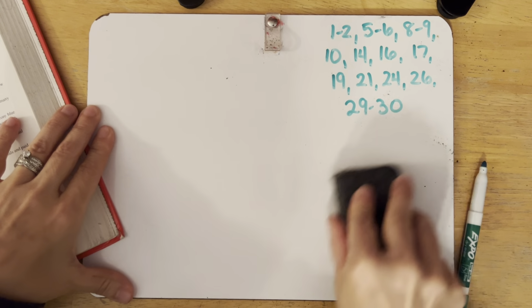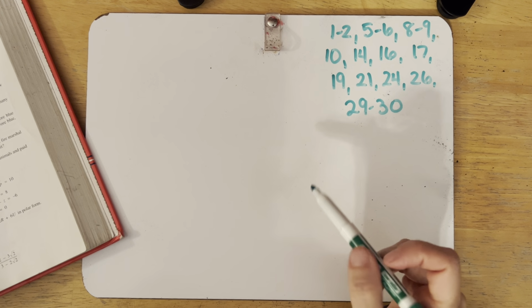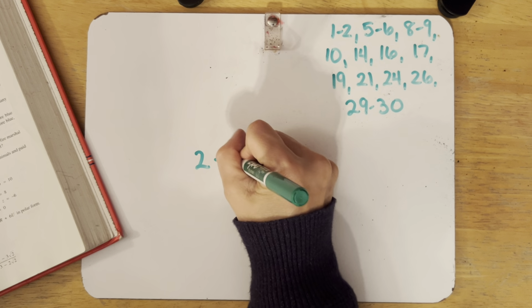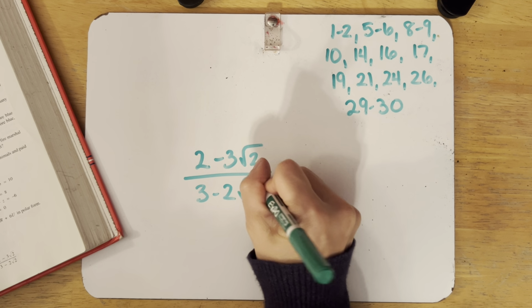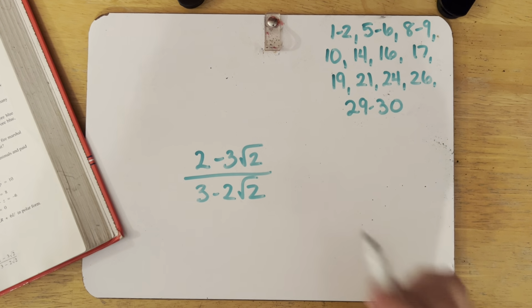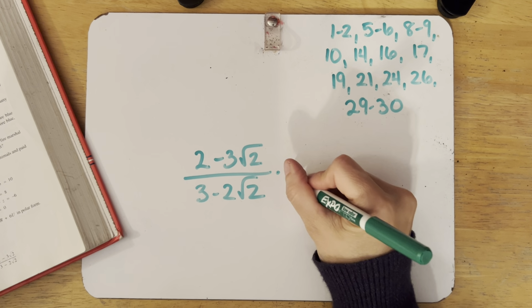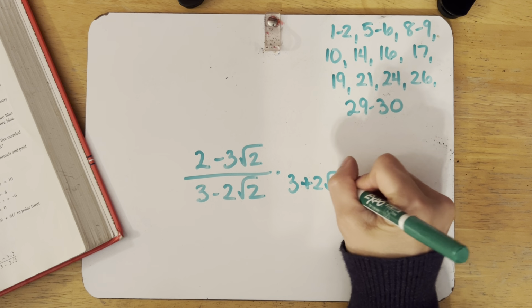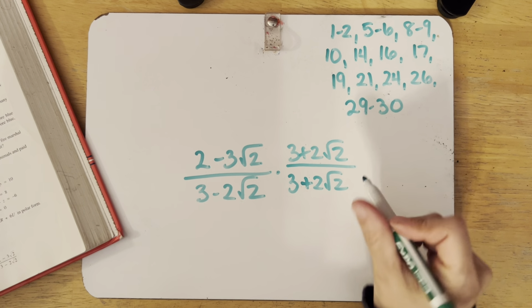Okay, number 10, 14. All right, 2 minus 3 times the square root of 2 over 3 minus 2 times the square root of 2. Okay, we can't have square roots in the bottom of fractions, so we got to multiply by the conjugate, which is the opposite sign. Whatever we do to the bottom, we have to do to the top. So we're doing the same thing there.